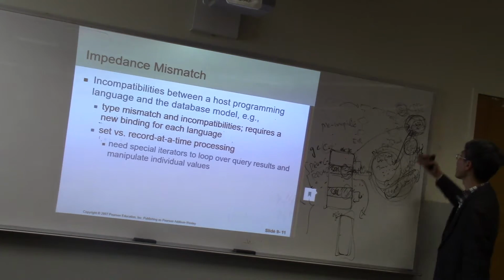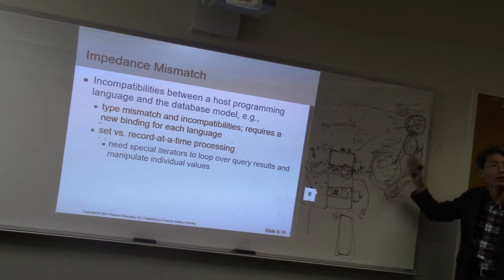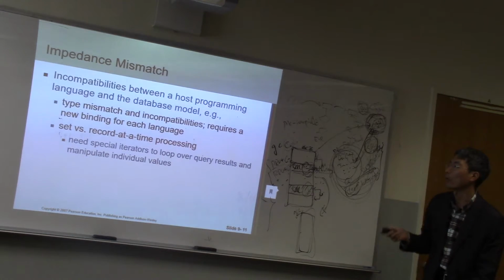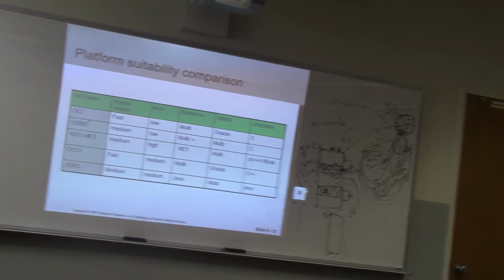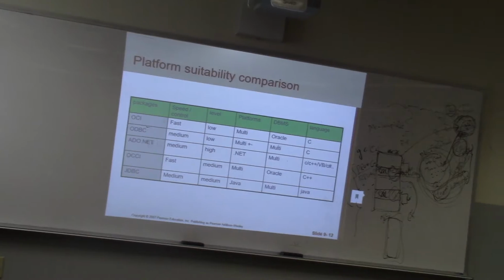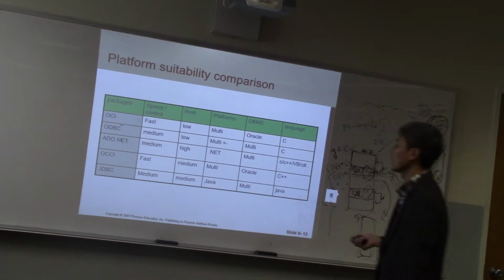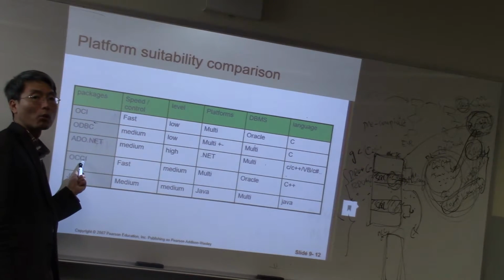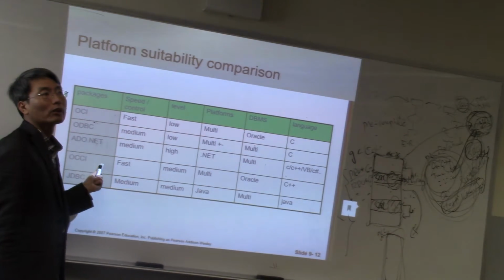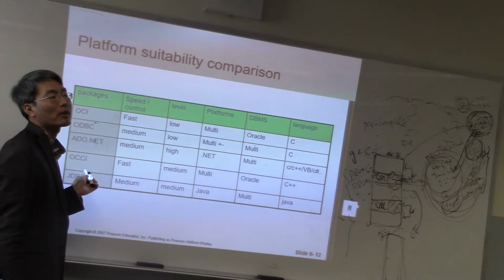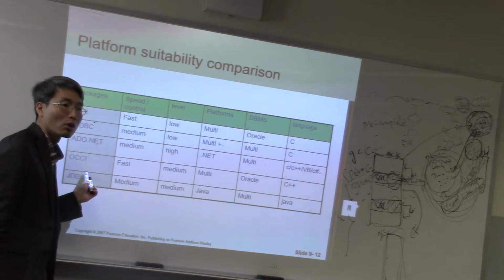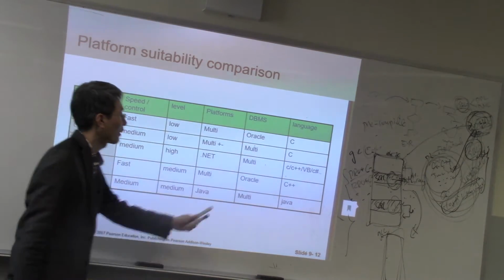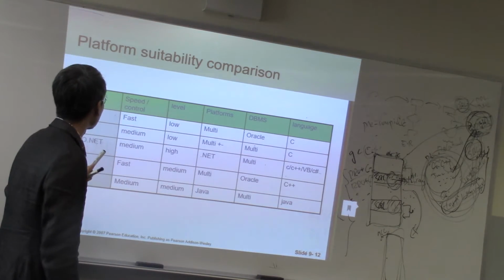So impedance mismatch means such a different thing. It's a mismatch: the data structures are different. So in our programming, we need to consider that. This slide shows a brief summary of the different approaches. The fastest one is the OCI API. I don't know any other DBMS that provides such a low-level API, but Oracle still provides it. It's fast but very hard, and the programming language is limited to C or C++.